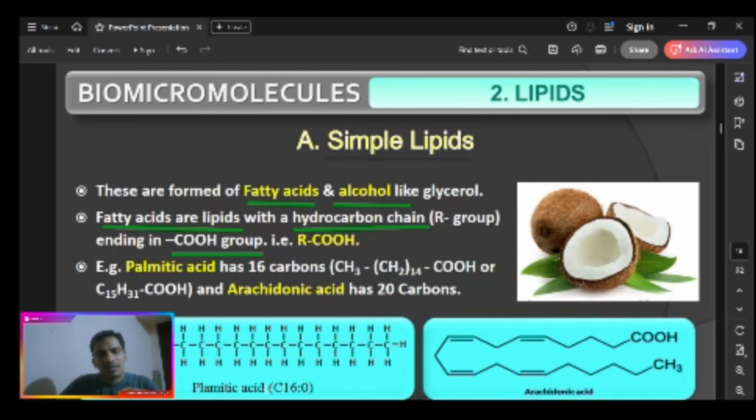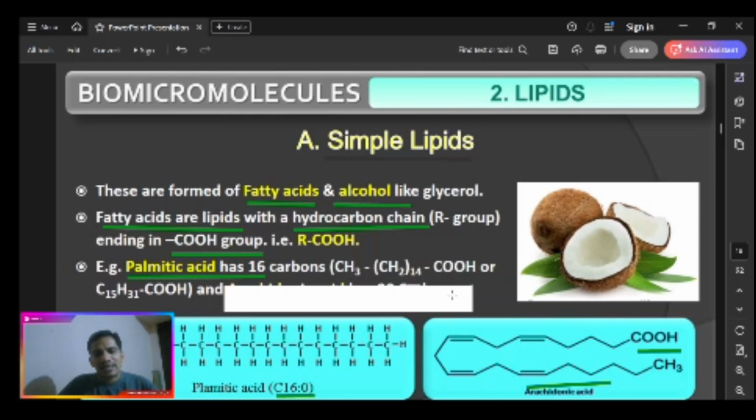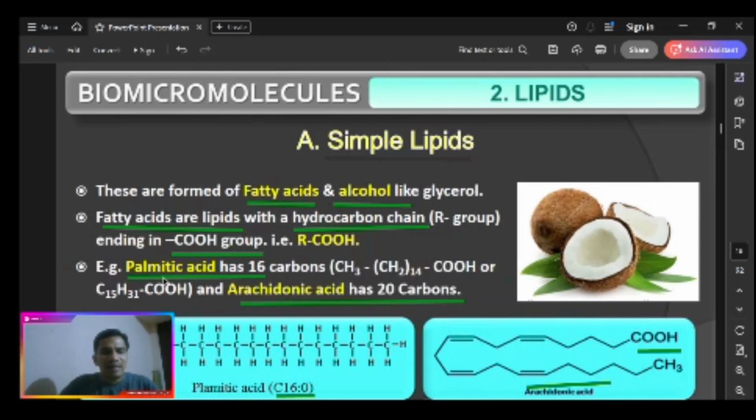Here is palmitic acid, a 16 carbon compound, right? And they have given arachidonic acid. Here the COOH is there and the R group is there, right? Palmitic acid has 16 carbons, and here the arachidonic acid has a 20 carbon compound. Okay, arachidonic acid, how many carbons are there? 20. And palmitic acid has 16 carbons. Here count it, 1, 2, 3, 4 like that, 16 there, right?